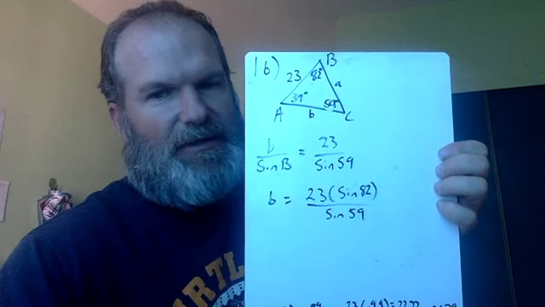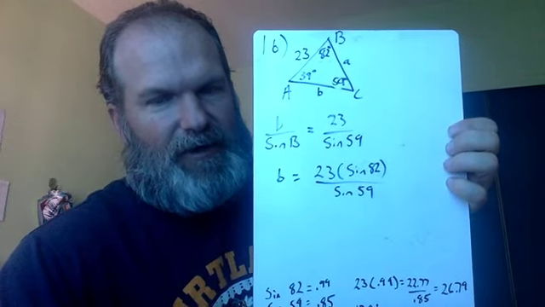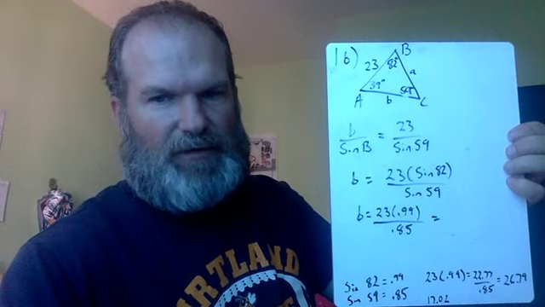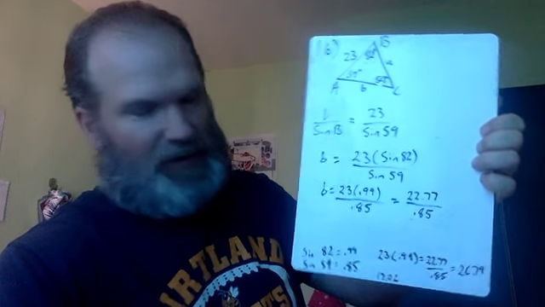Well, sine, cosine, tangent are just decimals. If you plug in sine of 82 into your calculator, you get 0.99. So we end up with b is equal to 23 times 0.99 divided by sine of 59, and if you plug sine of 59 into your calculator, you get 0.85. Now I will multiply the two numbers that are in my numerator, 23 times 0.99, and I get 22.77. You get a lot more numbers after your decimal, but I'm just using 2. Divided by 0.85, and then when you do that math in your calculator, 22.77 divided by 0.85, you get 26.79.